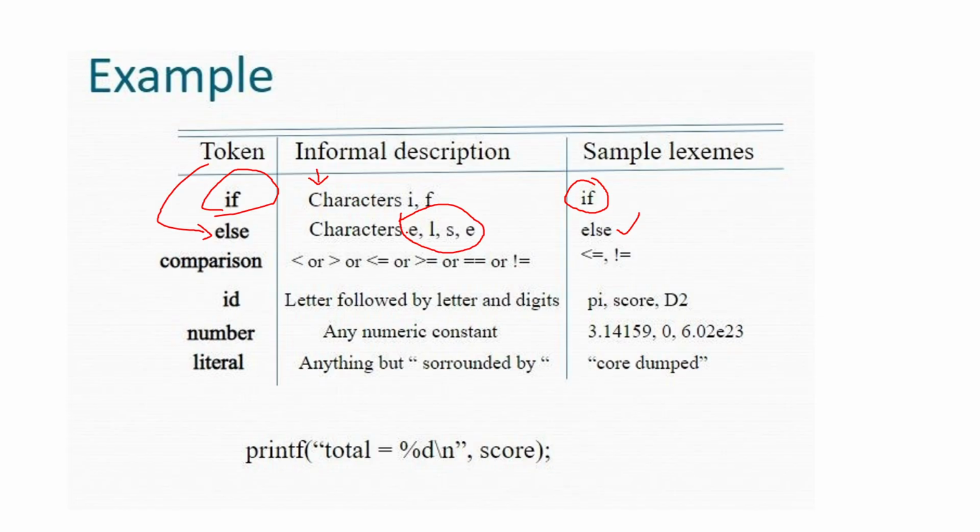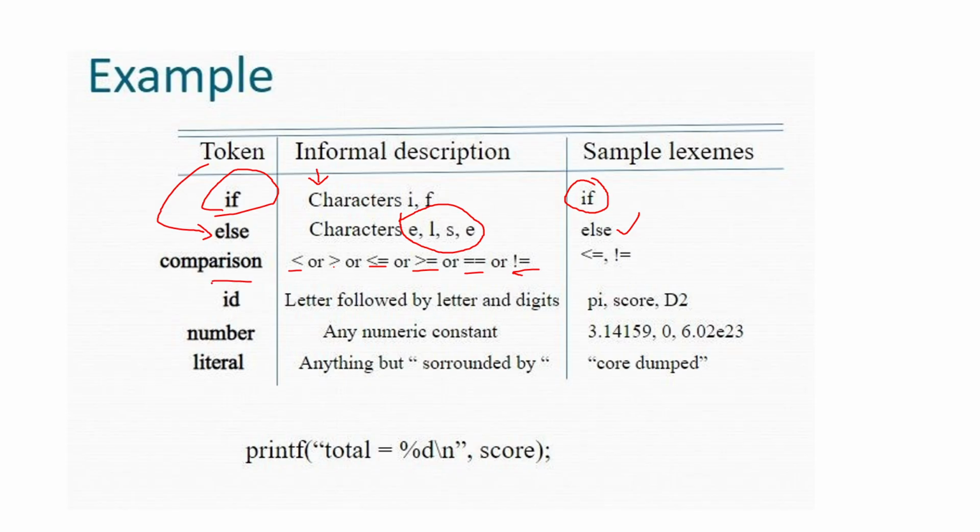Sample lexeme is else. Comparison: so comparison is the token name. These are the operators used for comparison: less than, greater than, less than or equal, greater than or equal, equal, and not equal. We can call it a comparison operator or a relational operator. Sample lexemes are less than or equal and not equal.